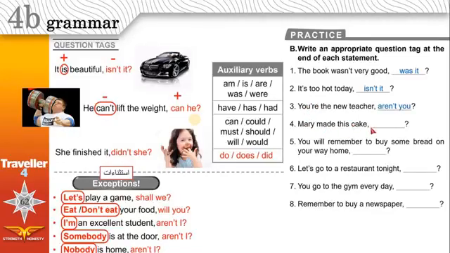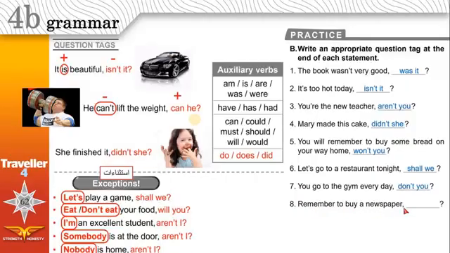Mary made this cake. No auxiliary verb. Made, the passive make, used did. Didn't she? You will remember to buy some bread on your way home. You will. Won't you? Let's go to a restaurant tonight. Let's. Shall we? You go to the gym every day. No auxiliary verb. This is in the present. You do. Don't you?